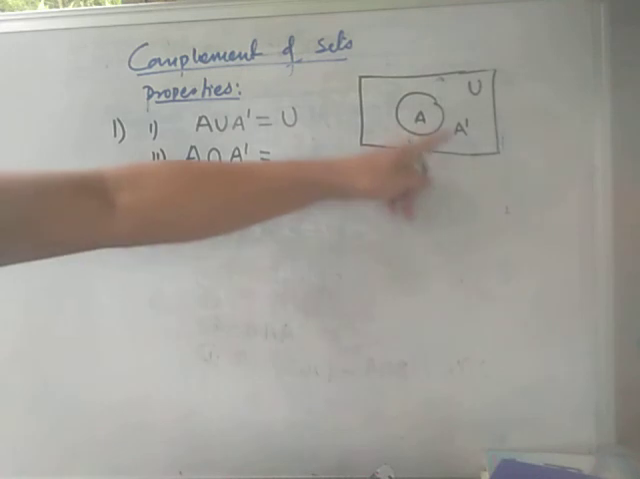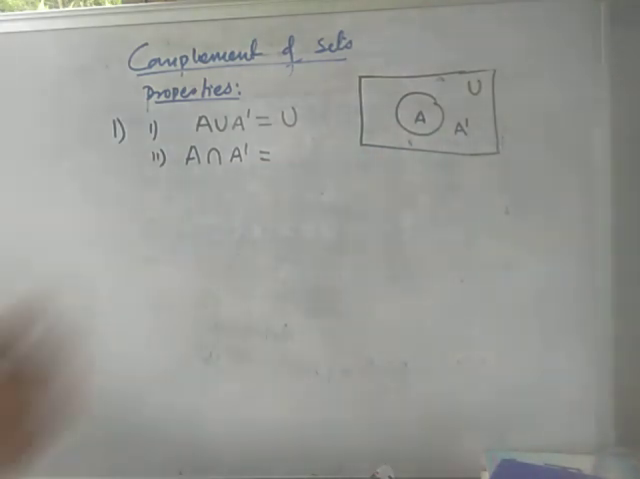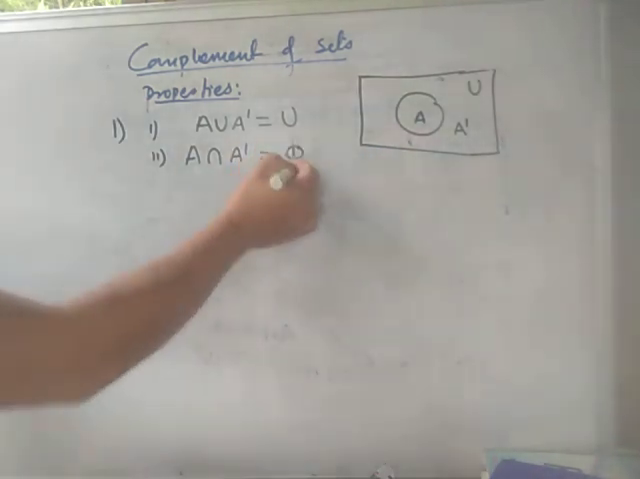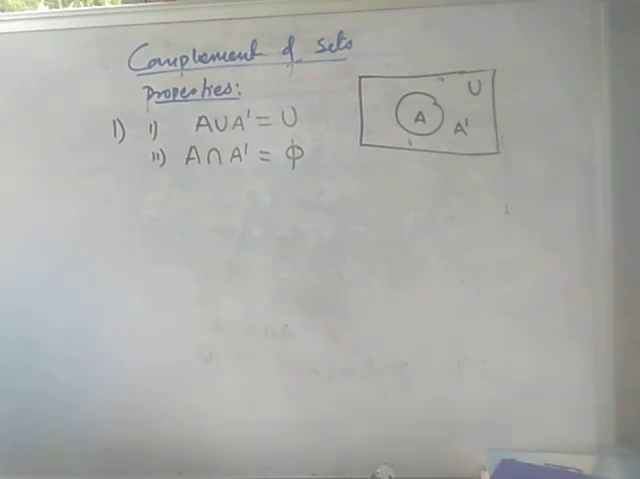A intersection of A dash, how much will you get? You will get 5. हेर त यो र यसको इन्टरसेक्सन के भएको छ, nothing is there, isn't it?